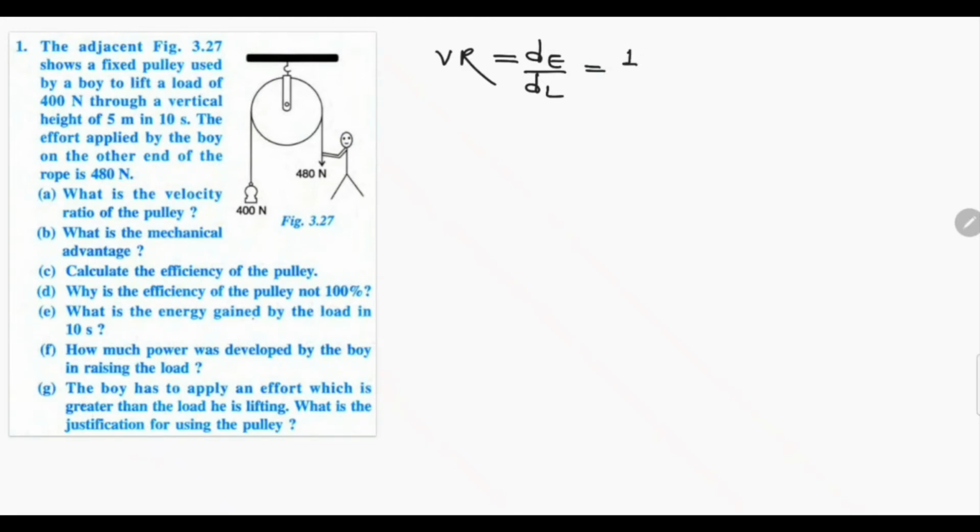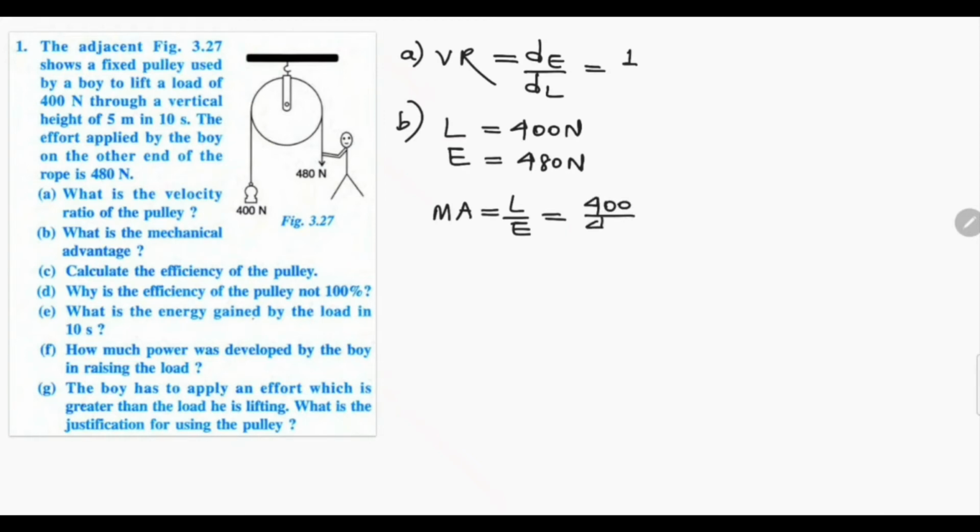Now this is not an ideal machine. Sir, how did you find out? Have a look at the load and effort. This is your first part. Second part, load is given to you as 400 newtons, and the person is pulling with an effort of 480 newtons. So that is why it is not an ideal machine. Hence, in the second part, they have asked you to calculate the mechanical advantage. So mechanical advantage, which is load upon effort. Load is 400 upon 480, which is 5 by 6, and that is a recurring number, 0.83333.